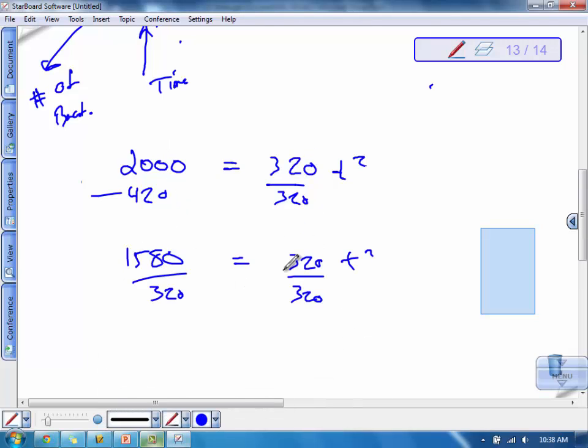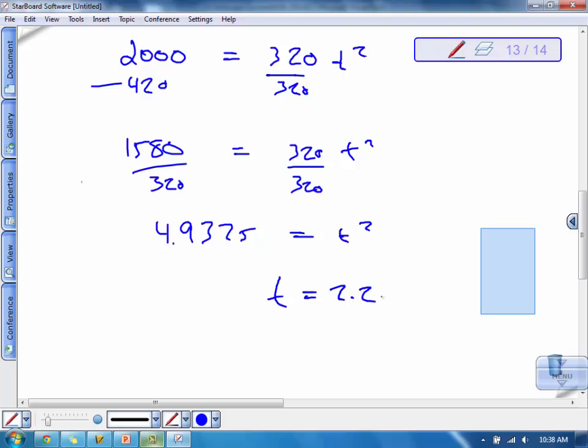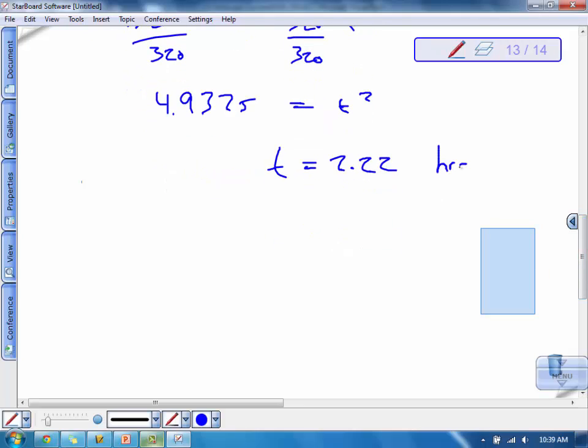Then divide both sides by 320. This gives you 4.9375 equals t squared. Square root both sides, and this gives you the time is 2.22, approximately. Let me double check the units real quick. The time is given in hours. So it's 2.2 hours. After 2.2 hours, there will be 2,000 bacteria in the dish.